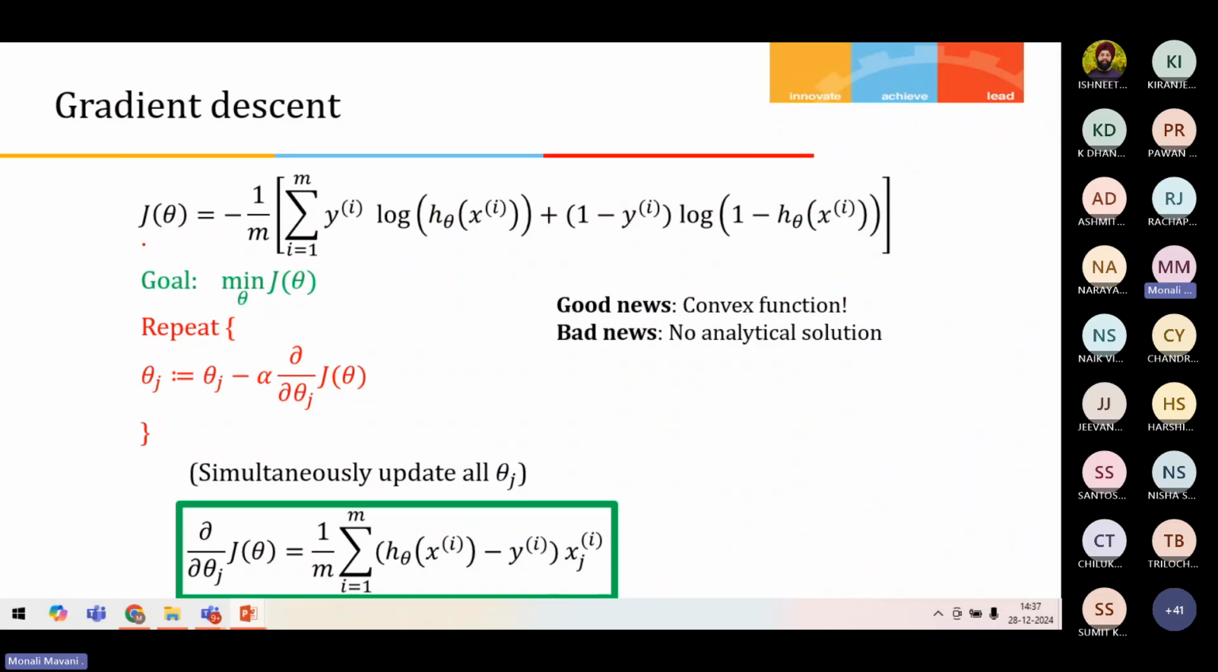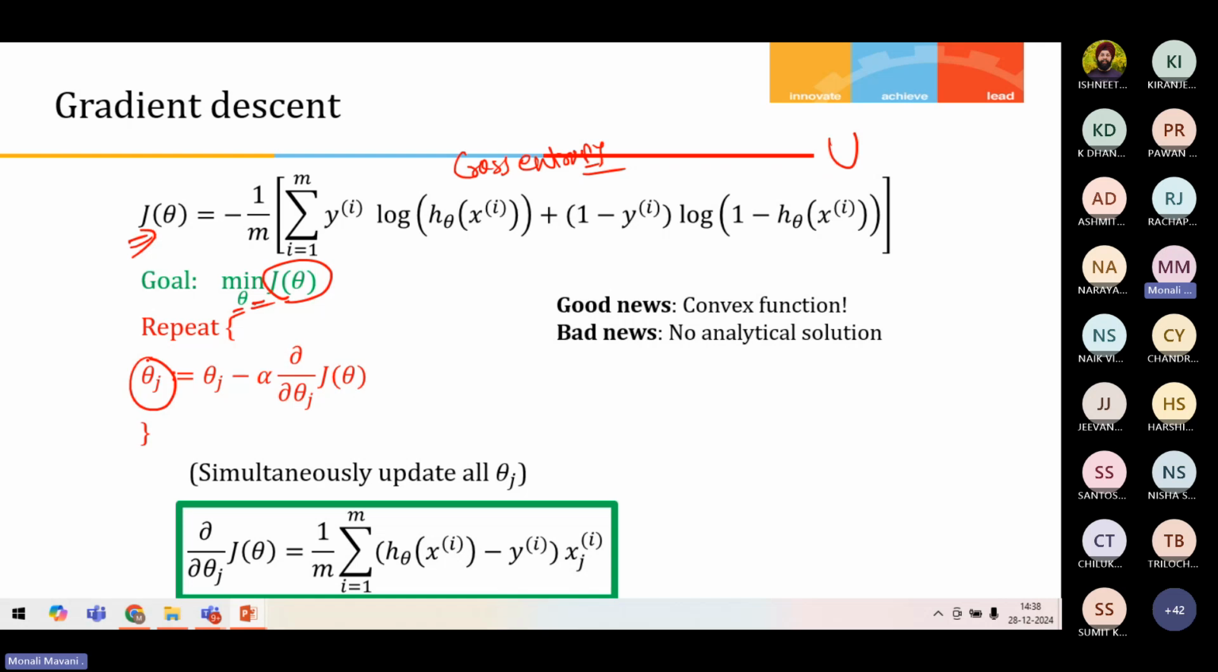What is our goal? Once we have the hypothesis function, we have to learn the model parameters. To learn the model parameters, we have to use some optimization algorithm. For that, we first define the cost function. The cost function is a cross entropy function here, not the mean square error. So our goal is to minimize this cost function with respect to theta. The nature of this cost function is convex, which means we can use the gradient descent algorithm.